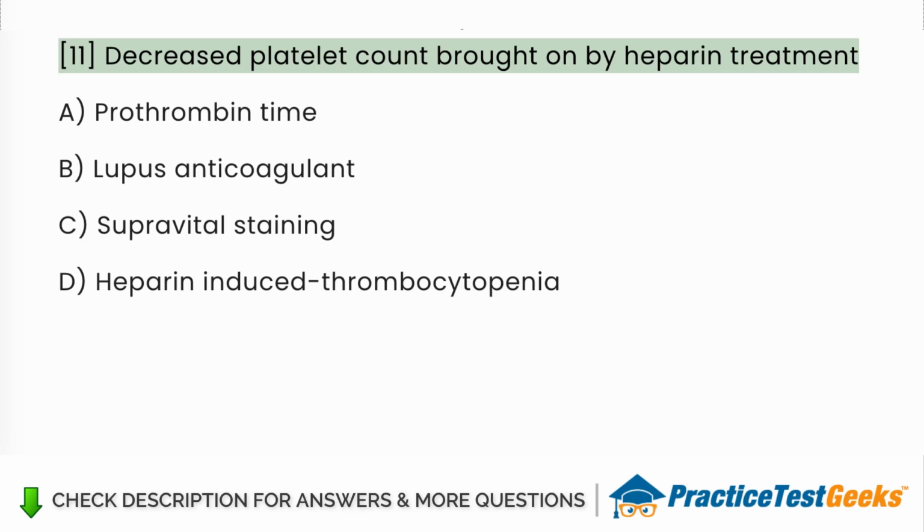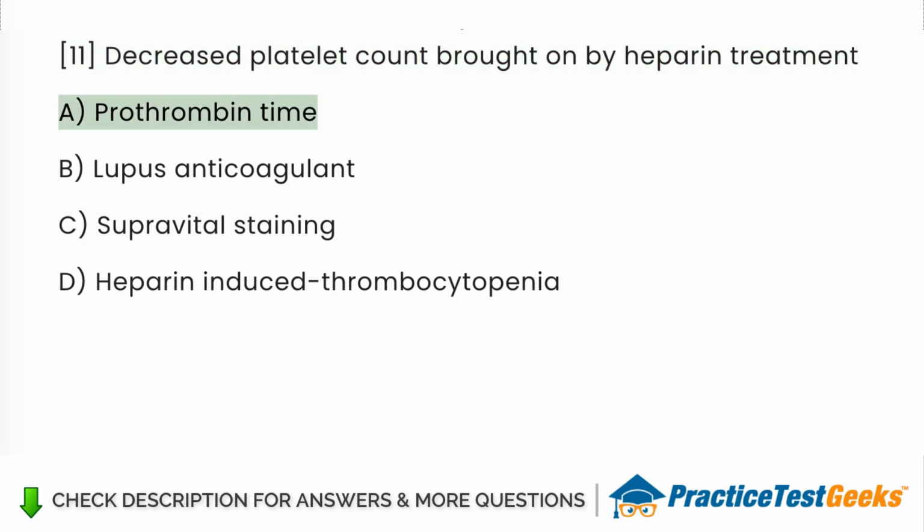Decreased platelet count brought on by heparin treatment. A. Prothrombin time. B. Lupus anticoagulant. C. Supravital staining. D. Heparin-induced thrombocytopenia.